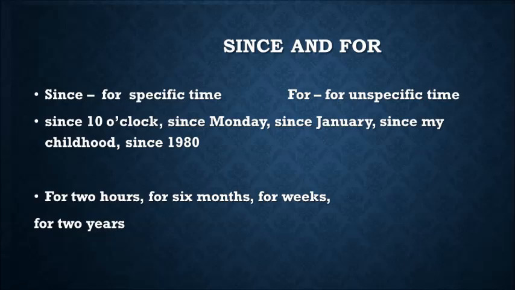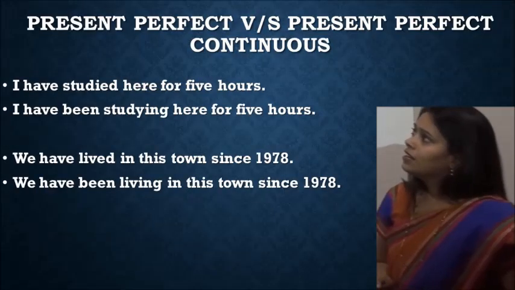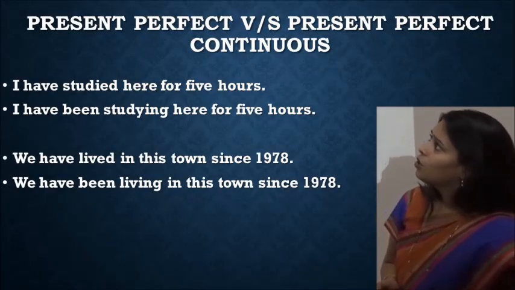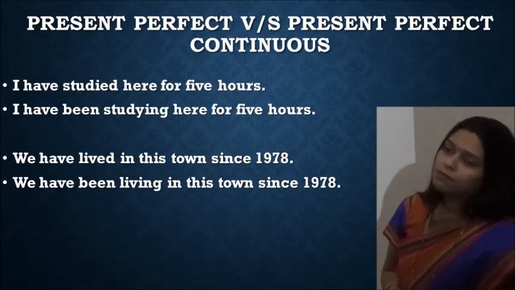Second example, for 2 hours. For 6 months. Now what is the difference with unspecific time, like for 2 hours? What does it suggest? Whether I'm talking about morning or evening or night, which 2 hours I'm talking about, that is a big question. Present perfect continuous versus present perfect.